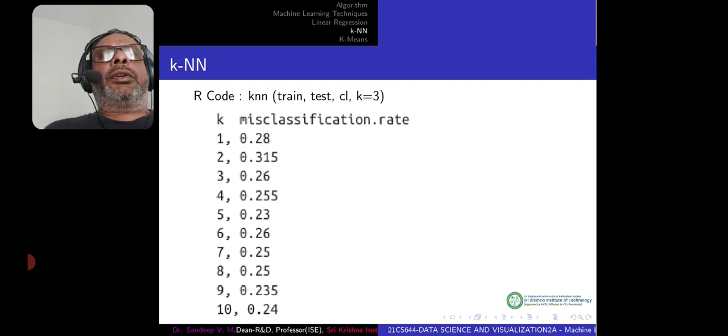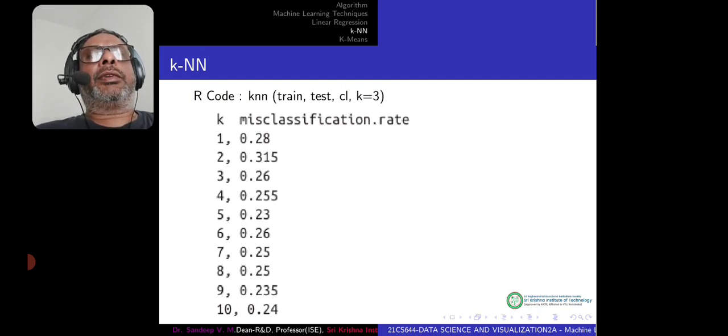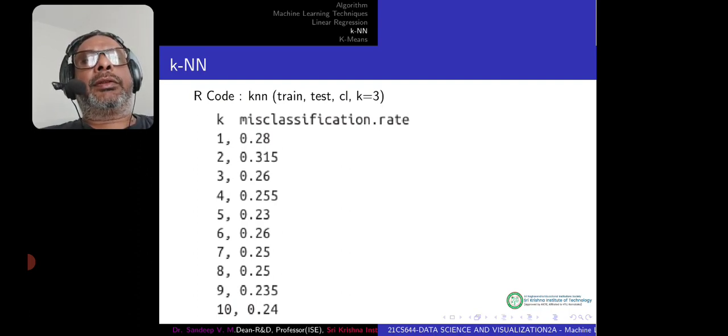For the hyperparameter tuning, we are looking at various values of k. We start from k equal to 1, then we find the misclassification rate. It says 28%, then for 2 it is 31%, for 3 it is 26%, for 4 it is 25%, for 5 it is 23%, for 6 26%, 7 25%, 8 25%, and so on.